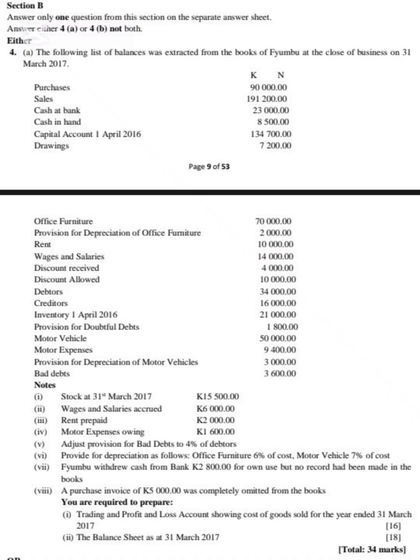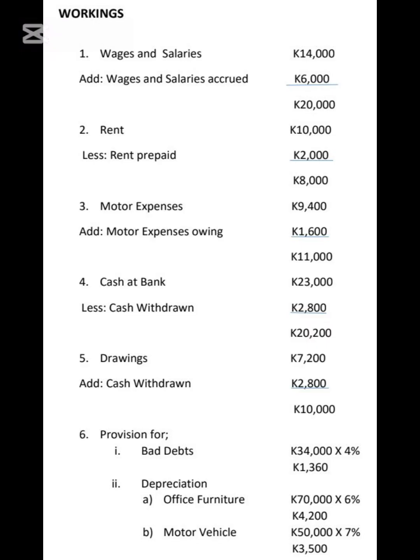So under the motor expenses, we have 9,400 in the list of balances. Under the notes, we have motor expenses owing 1,600. And owing is an expense, it is a credit. We are owing. So now we need to find the total motor expenses that we have. So we add it to 9,400, which should give us 11,000 kwacha.